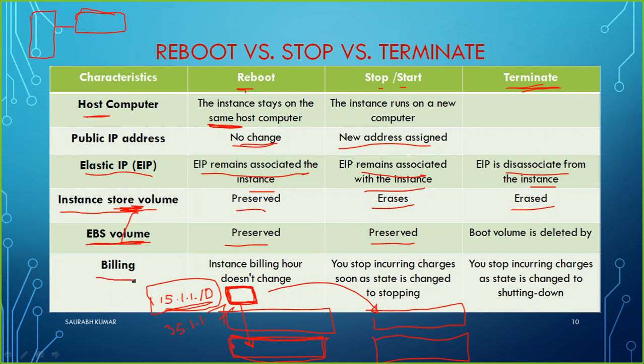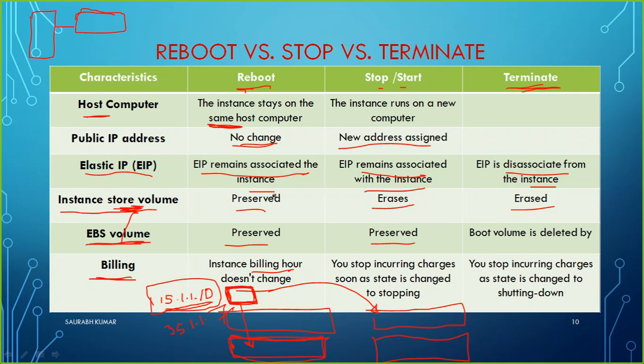When we talk about the billing part, we know that when you are using any EC2 instance or any EBS, you will be charged for it, right? So the charging part: if you restart the machine, the instance billing hour doesn't change. It will still be counting. For example, your EC2 instance has been running for the last 4 hours and now you have just restarted. It doesn't mean that it will start from 0 now. It will keep counting 5 hours, 6 hours, 10 hours like that.